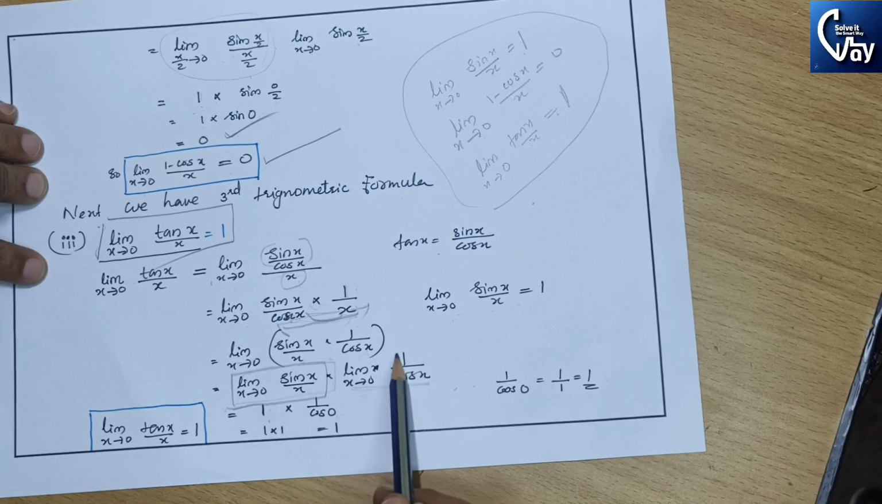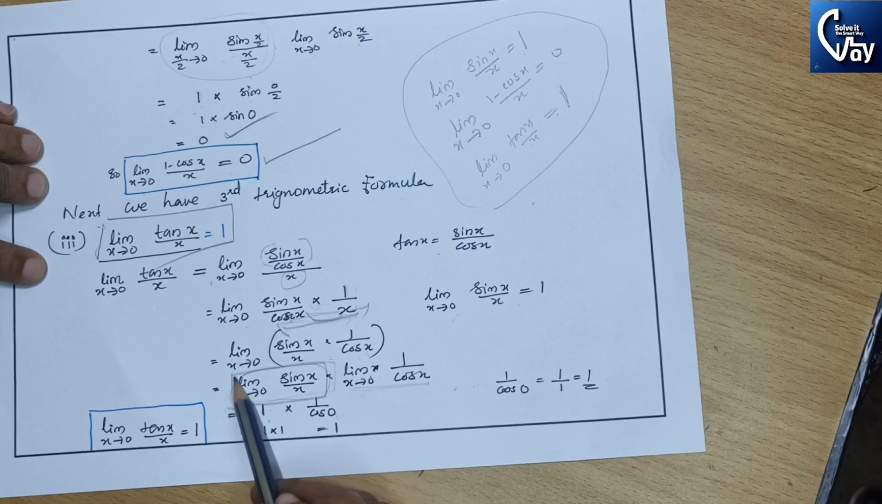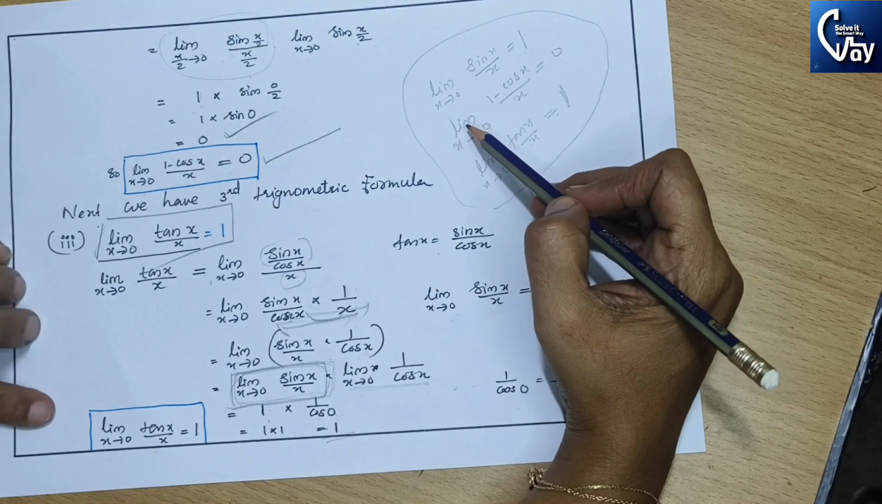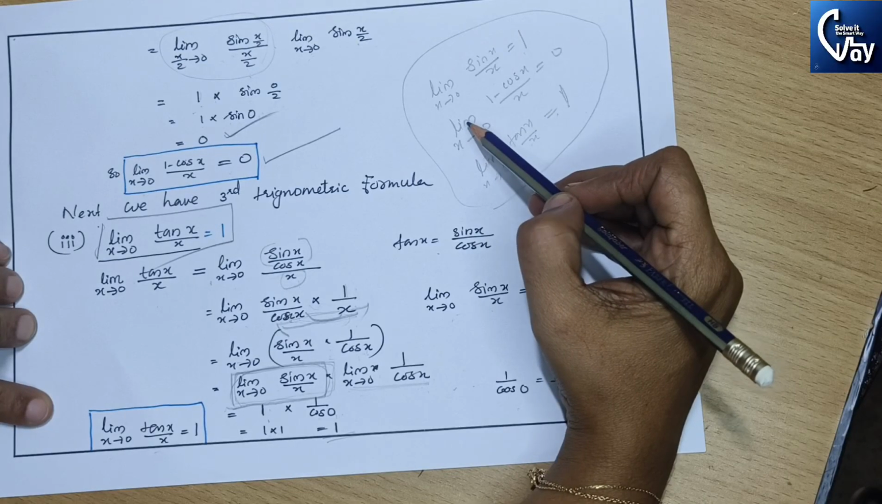So here apply the limit separately. Here we use the algebra of limits. So limit x approaching 0 of sin x by x into limit x approaching 0 of 1 by cos x. What is this? This is our first trigonometric formula. We know that the value is 1. 1 into, here apply the limit directly, 1 by cos x becomes 1 by cos 0. We know that cos 0 is 1. So 1 by 1 is equal to 1. So this is 1. So limit x approaching 0 of tan x by x equals 1. This is the proof of the third trigonometric formula.